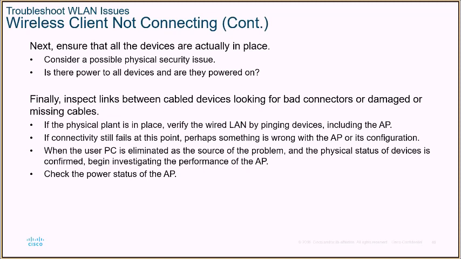If connectivity still fails at this point, perhaps something is wrong with the AP or its configuration. When the user PC is eliminated as the source of the problem and the physical status of devices is confirmed, begin investigating the performance of the access point. And so, of course, check its power status.